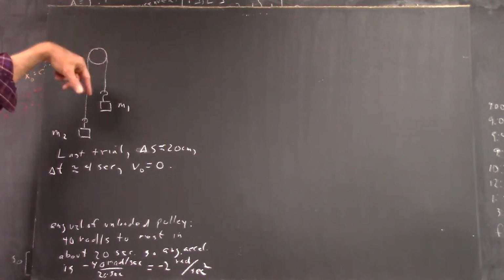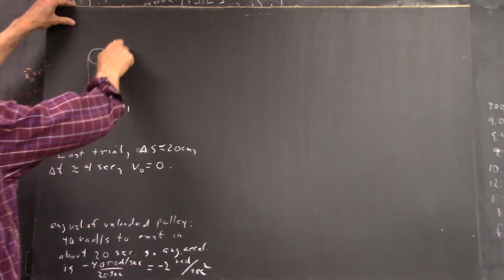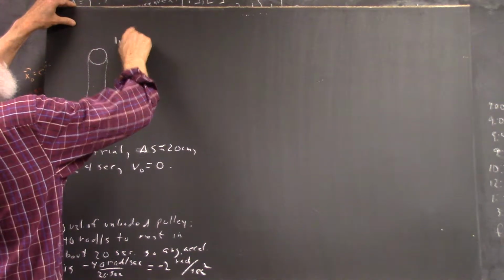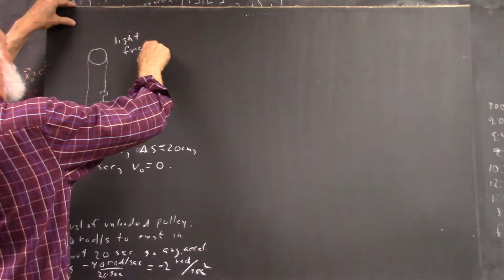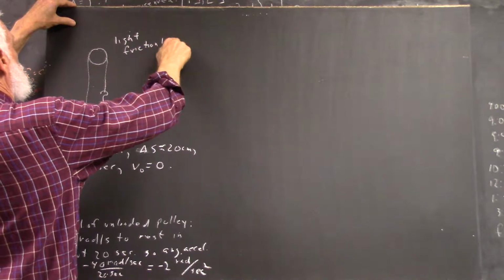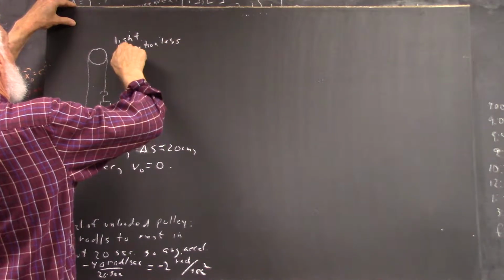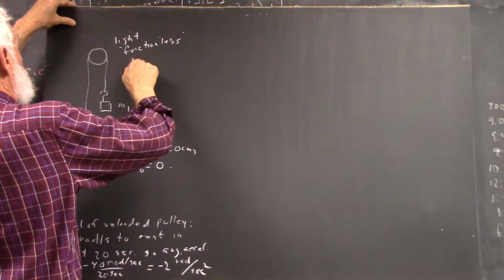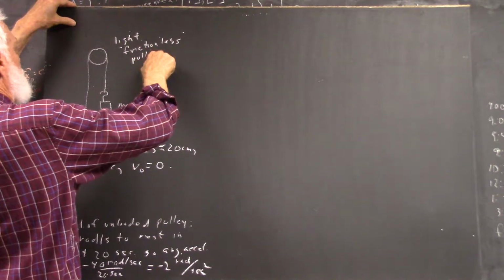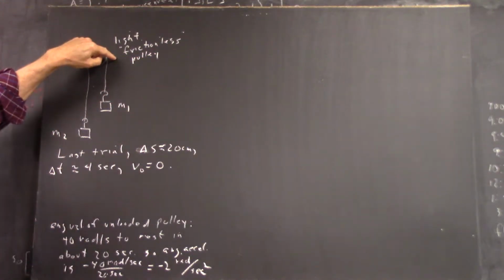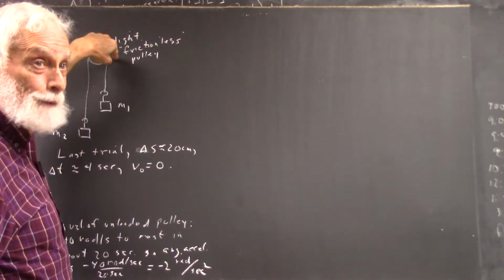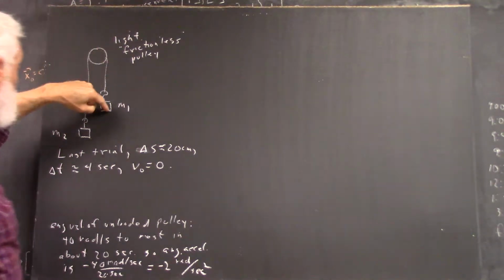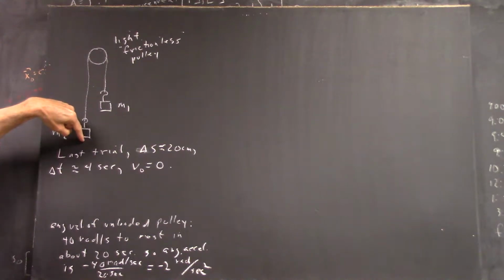Okay, Atwood machine. This is a light frictionless pulley. Sort of frictionless pulley. Quotes around it because it's frictionless, but not really. Then you've got a mass M1 on one side, mass M2 on the other side.